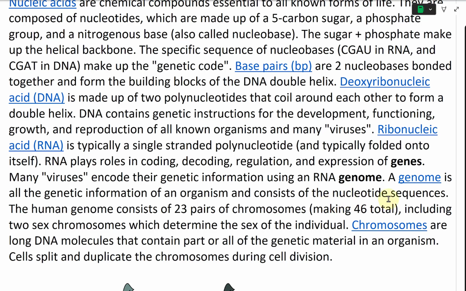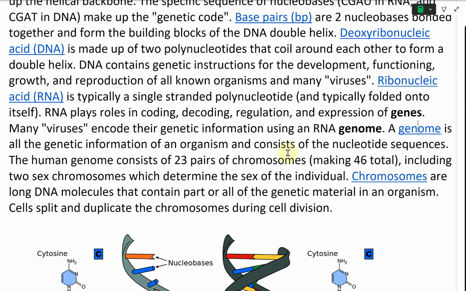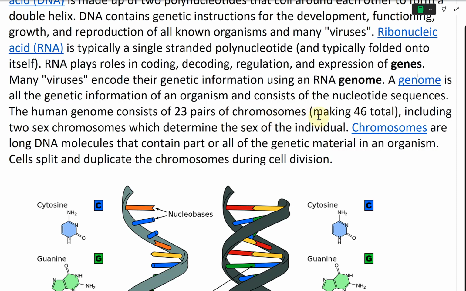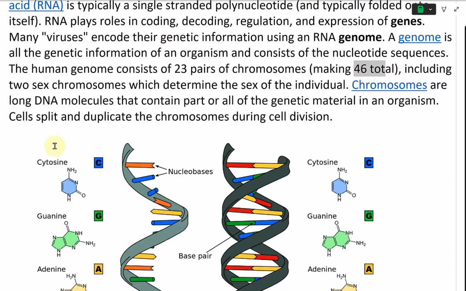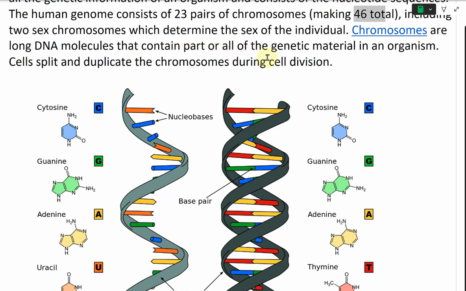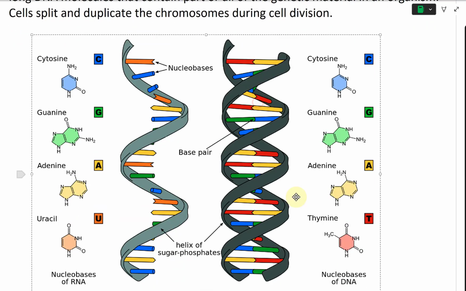These are still typically just labeled by the base pairs and so on, or just the bases right there. Going further, the human genome consists of 23 pairs of chromosomes, making 46 total. So there's pairs, 23 times 2, 46, including 2 sex chromosomes, which determine the sex of the individual. So the X and Y chromosomes. So chromosomes are long DNA molecules that contain part or all of the genetic material in an organism, and cells split and duplicate the chromosomes during cell division, and so on.